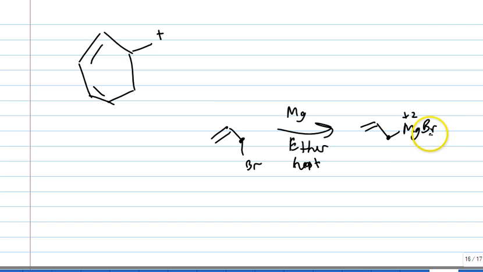What's the charge on bromine? -1. So something else must be negatively charged, right? And that's this carbon right here. This carbon gets a little bit of that negative charge, which makes it a good nucleophile. That's the point of making these Grignard reagents, so we can use this to attach onto something else. So that's what they're showing you here.